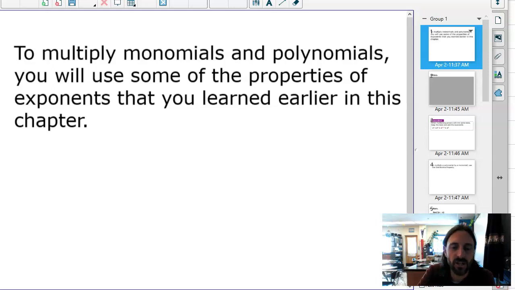Hey, this is lecture 6.5 in your algebra textbook. It's about multiplying polynomials. And again, at the beginning of the chapter we started with properties of exponents. Again, x times x is x squared, times x is x to the third. And we add exponents when we have the same base. And you're going to be practicing that skill a lot.